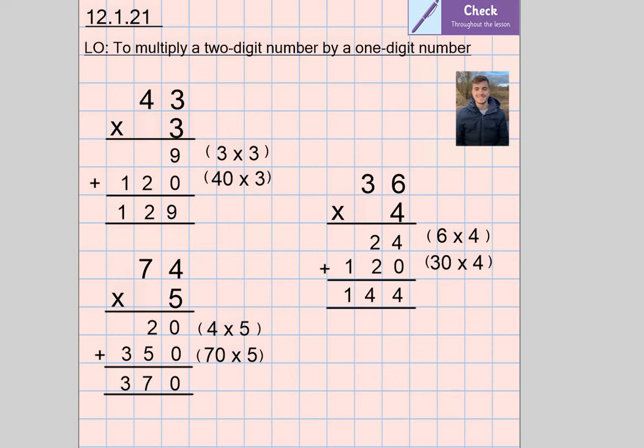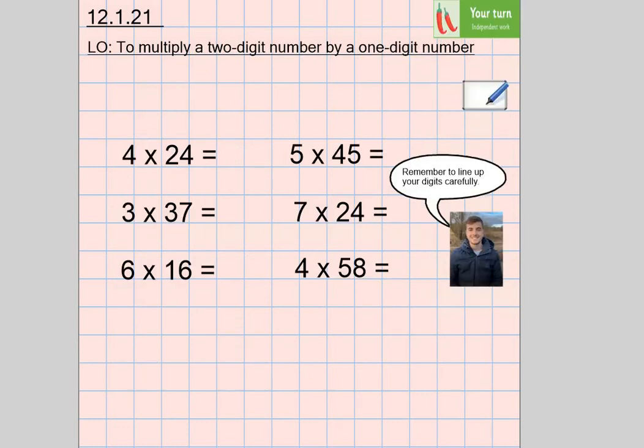Well done, guys. Now you've had a practice and a check, can you have a go at these 6 in your books or on a piece of paper? Come back for the answers.